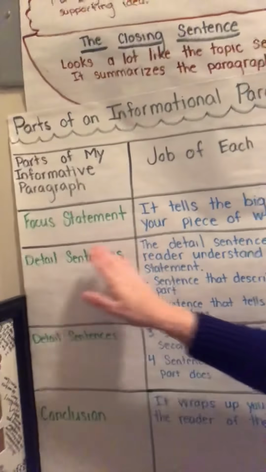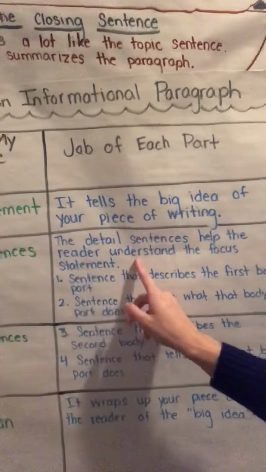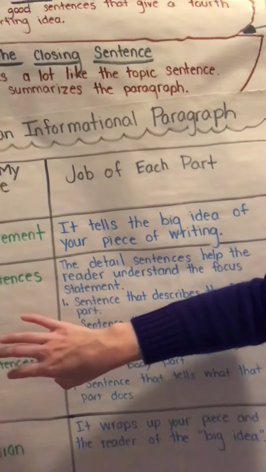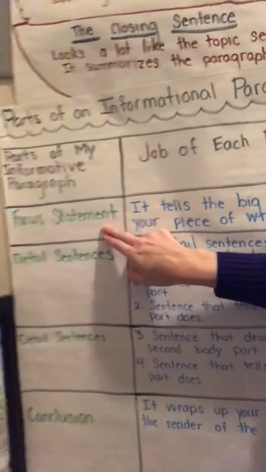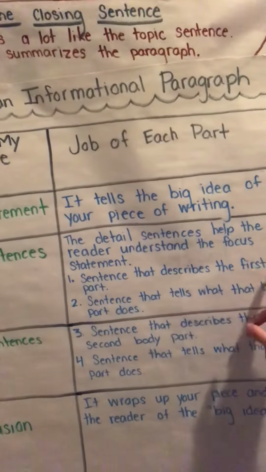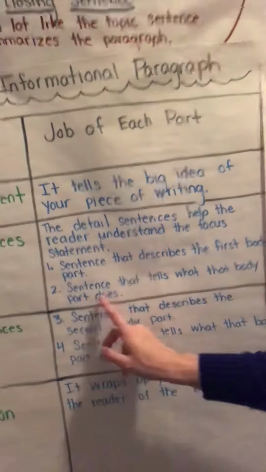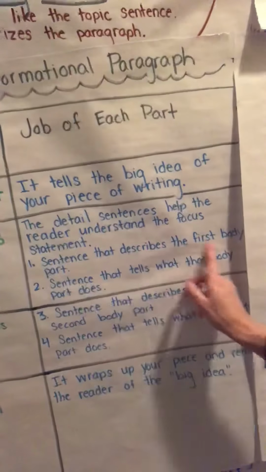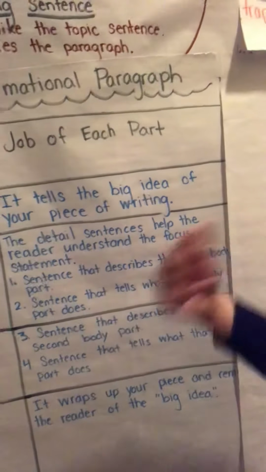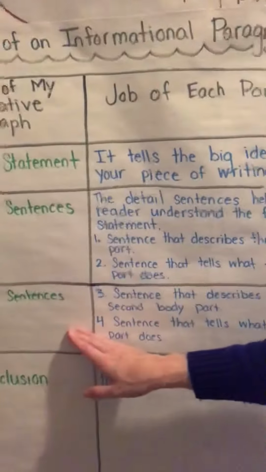So we're going to focus on the first set of detail sentences. The detail sentences help the reader understand the focus statement. It's talking to the reader, giving them more information about that first sentence that you create. So with our first ones, we're going to have one sentence that describes the first body part, and then a second sentence that tells what that body part does. So we're going to talk about one of the types of feathers and then explain how it helps protect the bird, how it helps them survive. And then tomorrow we're going to talk about two more detail sentences.